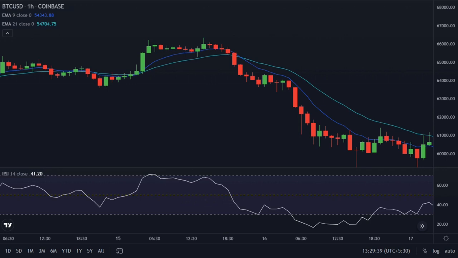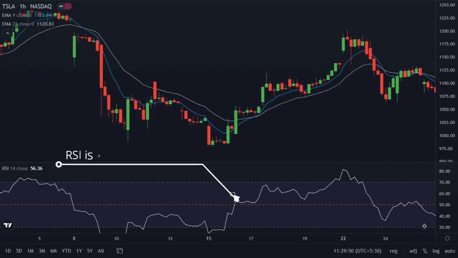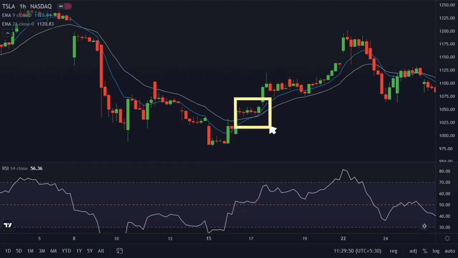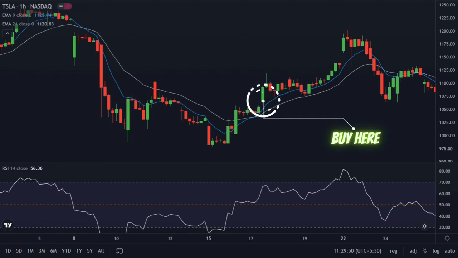Let's see some examples. Here in this chart, the RSI is trading above the 50 level, which means that it would have been okay to follow the bullish crossover signal. Next, the short-term EMA crosses above the longer-term EMA. It means that the short-term prices are rising over the longer-term prices. This is a bullish signal.